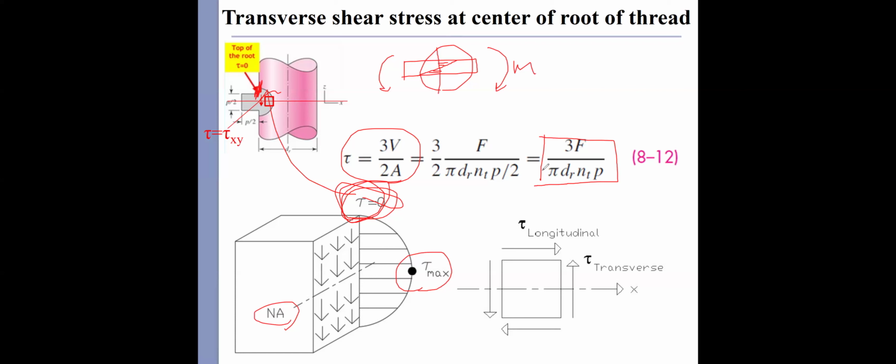Of course, we can look into a small element at any position of the cross section to figure out its shear stress distribution. So this is what we are looking at, the transverse shear.